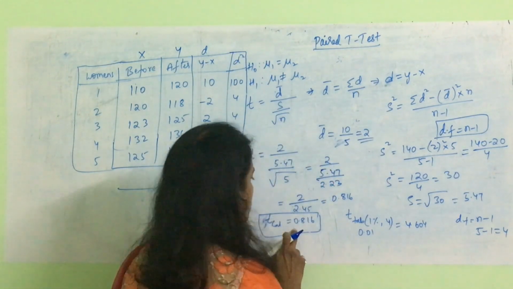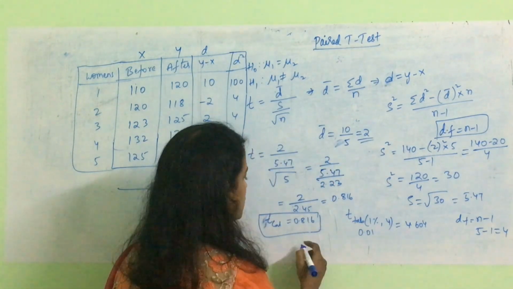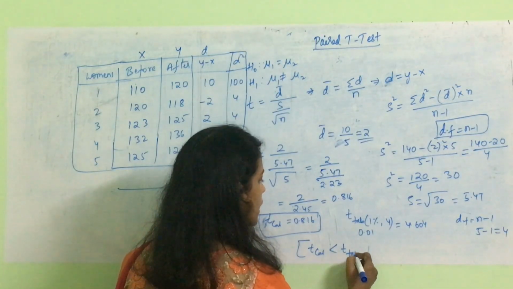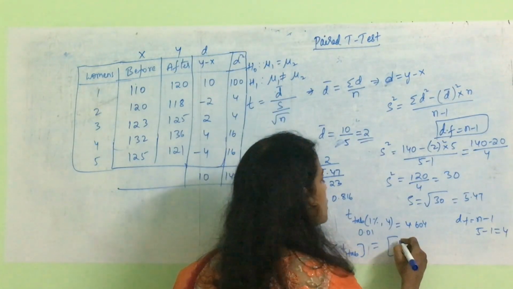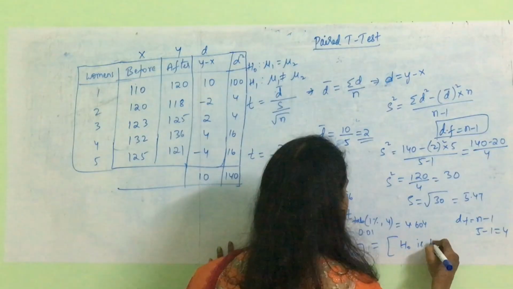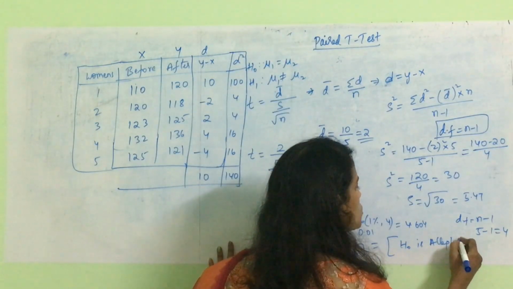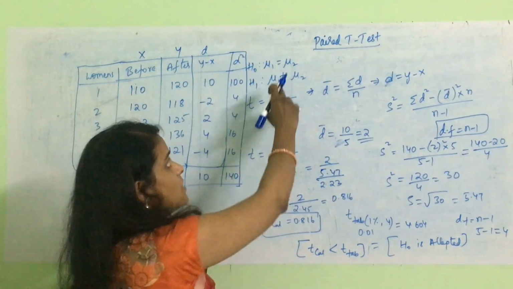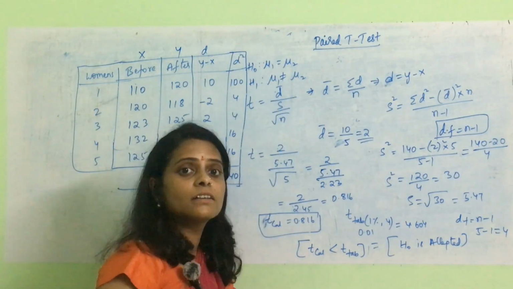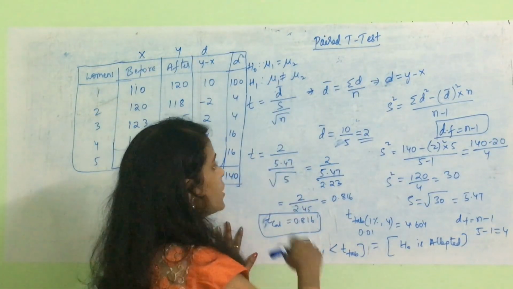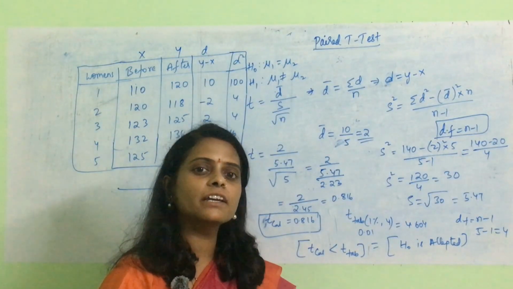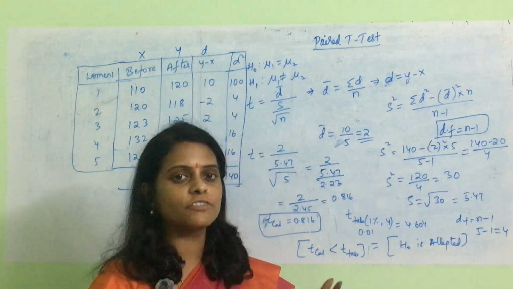Now see here, the calculated value is less than the table value. T calculated is less than the t table value. So it means that the null hypothesis is accepted. If it is accepted, it means there is no significant change in the blood pressure of the women taking the drug. So before and after will remain the same.